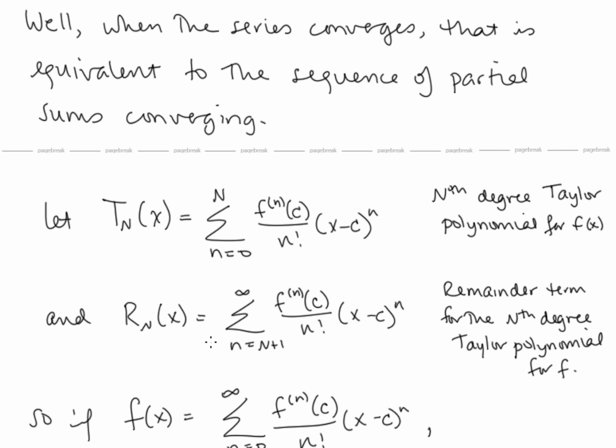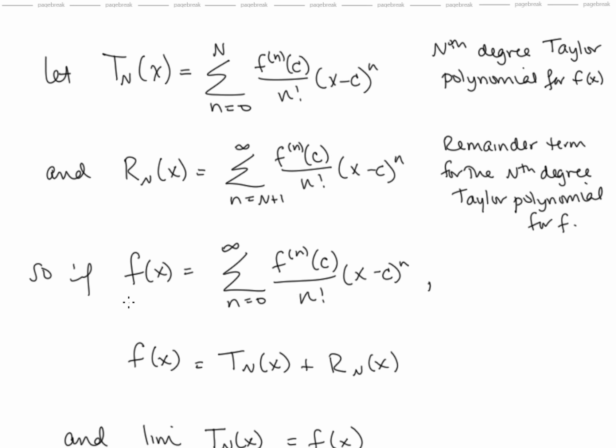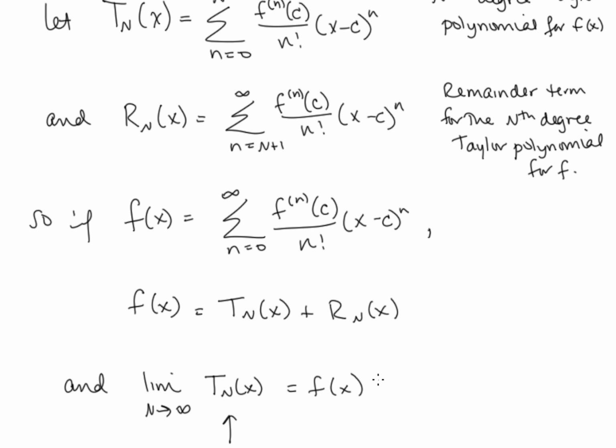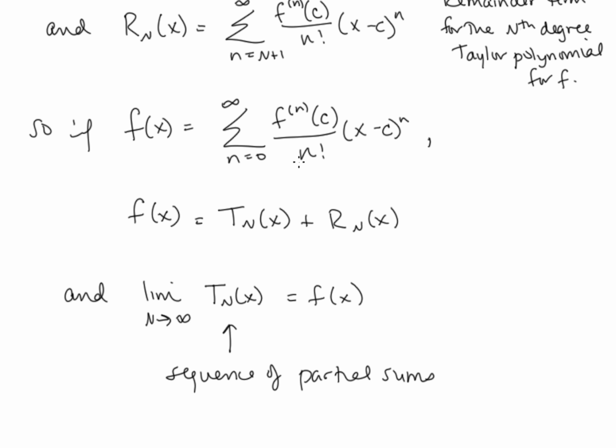Let's call the remainder of that series capital R sub n of x. This is the remainder term for the nth degree Taylor polynomial. In other words, it's the rest of the terms in this series, so we're starting with n plus 1 going to infinity. So if f is equal to its Taylor series, then f of x is equal to the nth degree Taylor polynomial plus the nth remainder term. And we said that the T sub n are the partial sums for the series. So if this series converges to f of x, then the limit as n goes to infinity of T sub n must be equal to f.